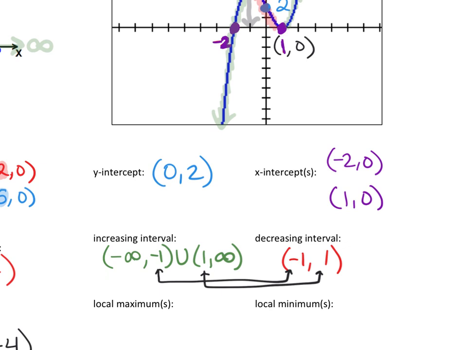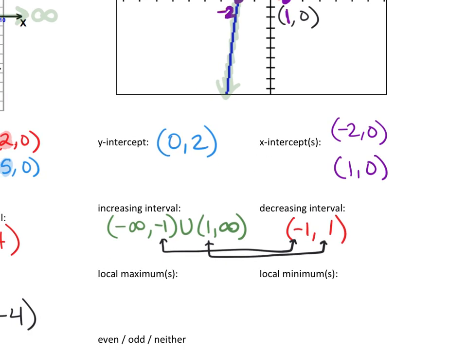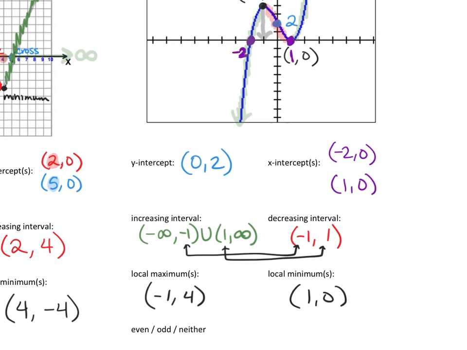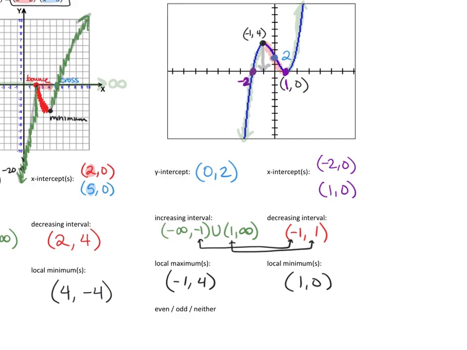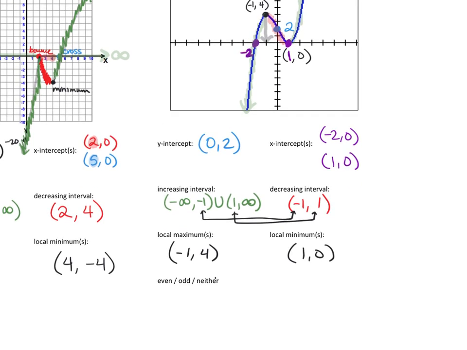And then we get to maxes and mins. We've already listed those out, so that's easy. Our local maximum is at -1, 4. Our local minimum is at that coordinate point 1, 0, playing double duty. And is this graph even, odd, or neither? Neither again, because you can't fold it, and it doesn't go through the origin to be rotated, so it's going to be neither.